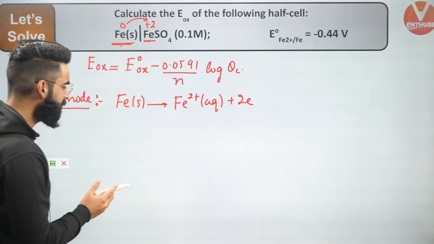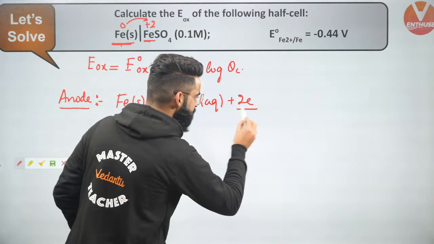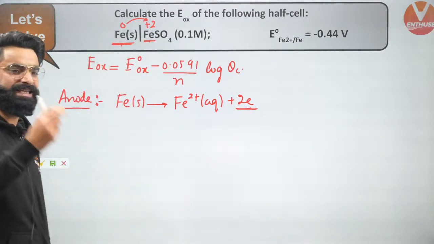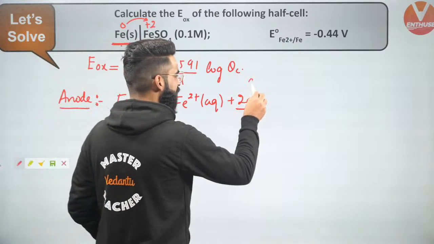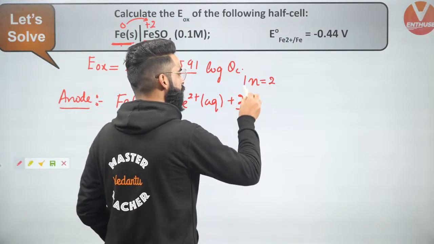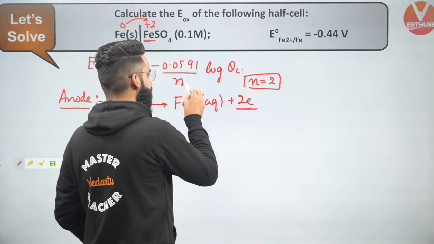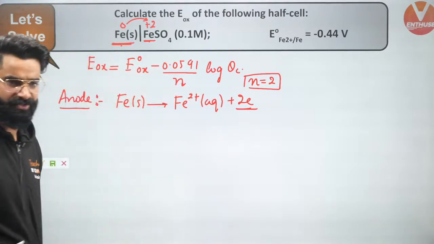Yes. Now people, how many electrons are being exchanged right here in this reaction? I'll say 2 moles of electrons are being exchanged right here. So I can simply say the value of n right here is equal to 2. n represents the number of moles of electrons exchanged in a chemical reaction.